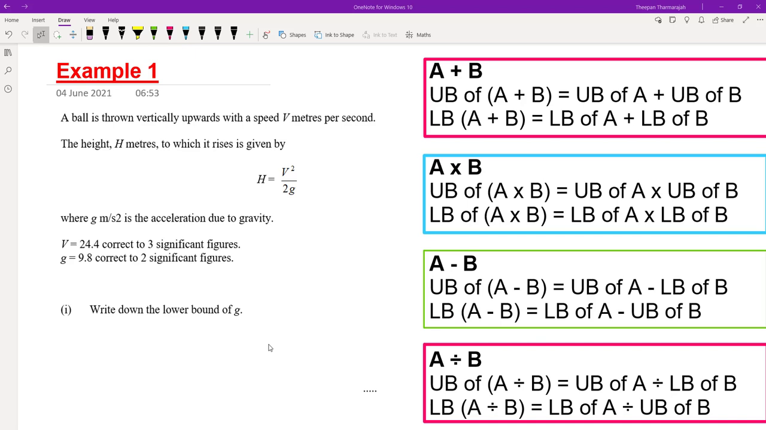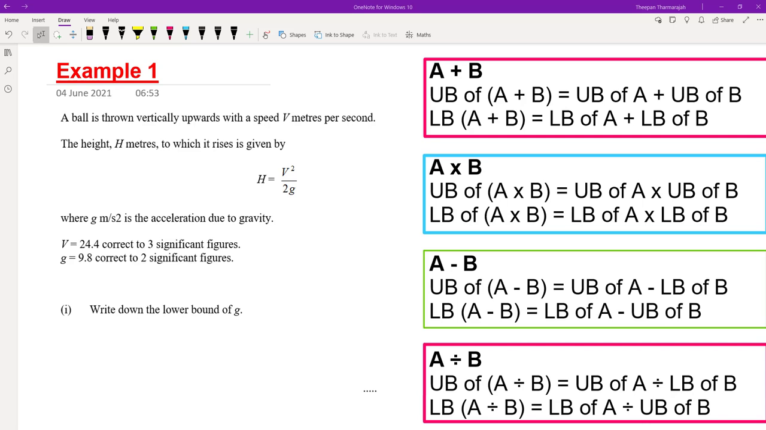In this video, we're going to look at two exam style questions involving upper and lower bounds. You can try the question first, pause the video, give it a go, and then you can watch my worked solution.